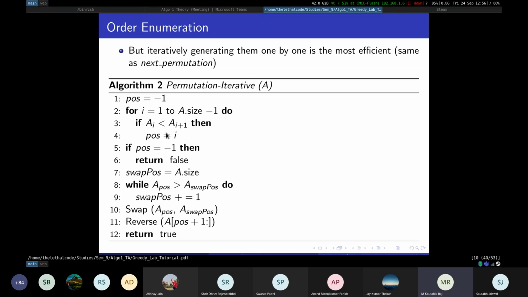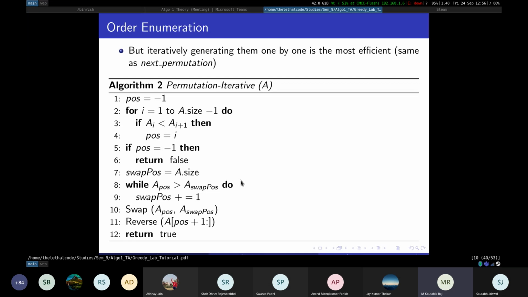Understand, right? Because if you find no element which is greater than your previous element, obviously it is in descending order. So it is completely ordered in non-increasing order. So I'll return false because there's no lexicographically greater array. But if there was, I'll swap it with the next.